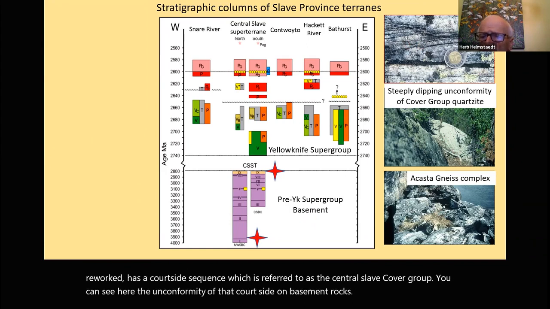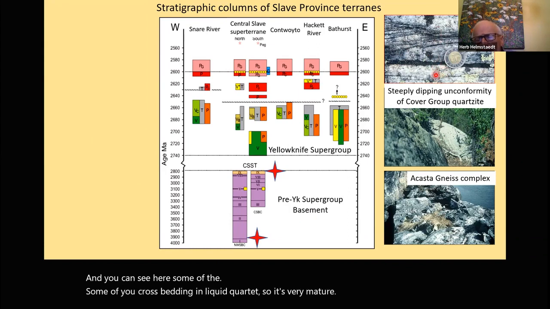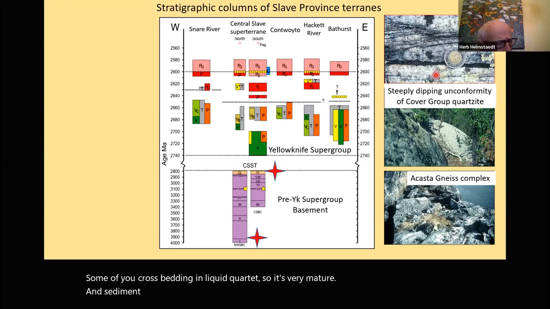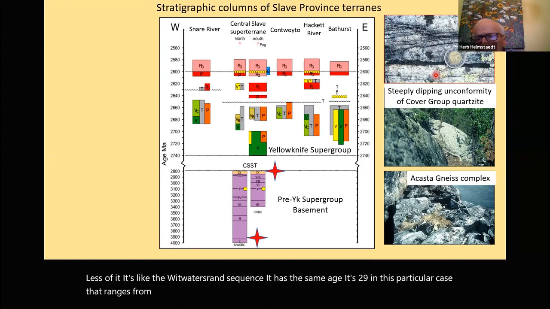And you can see here some of the cross-bedding in the quartzite. So a very mature sediment, which, as we have figured out, is quite equivalent, although we have far less of it, to the Witwatersrand sequence. It has the same age, 2.9. In this particular case, it ranges from 2.96 to 2.85.